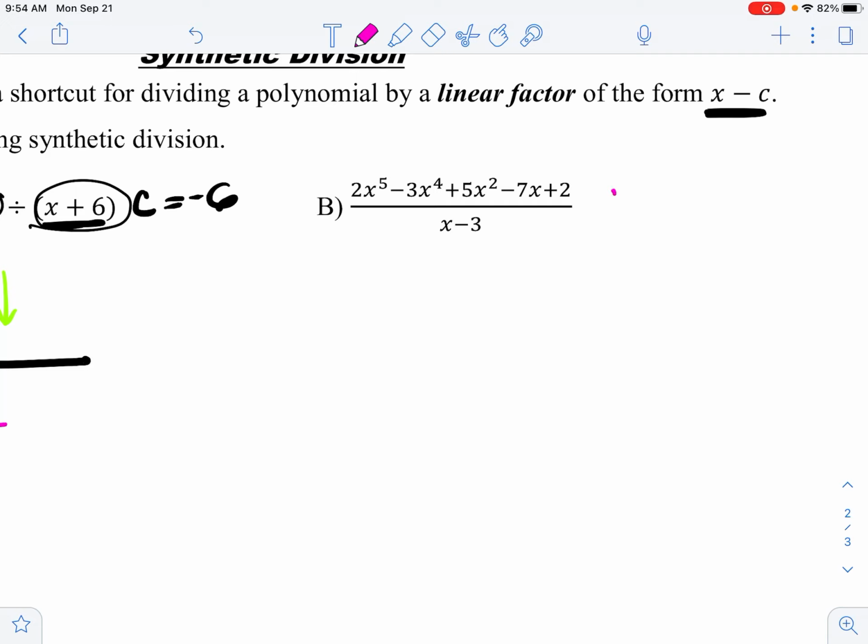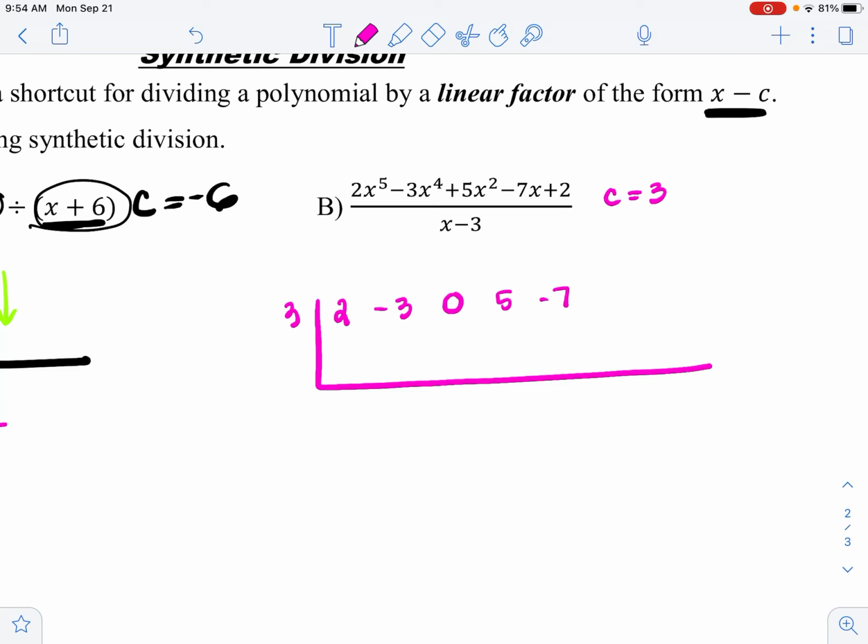We're dividing by x minus 3, so c is 3. All right, so we're going to use 3. Coefficient on x to the 5th is 2. Coefficient on x to the 4th is negative 3. Coefficient on x cubed, there isn't one, so I'm going to put a 0 as a placeholder. Coefficient on x squared is 5. Coefficient on x is negative 7. And then constant is 2. Most common forgotten thing is obviously going to be this. It will change your answer completely, so make sure you do it.